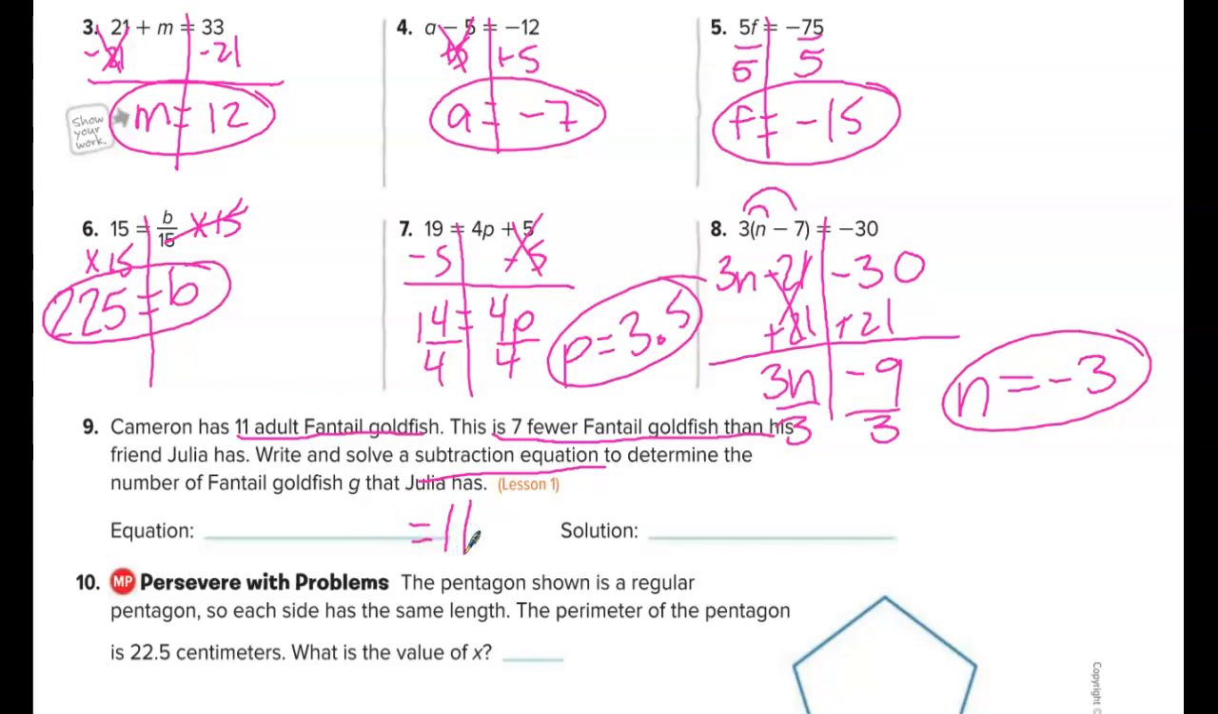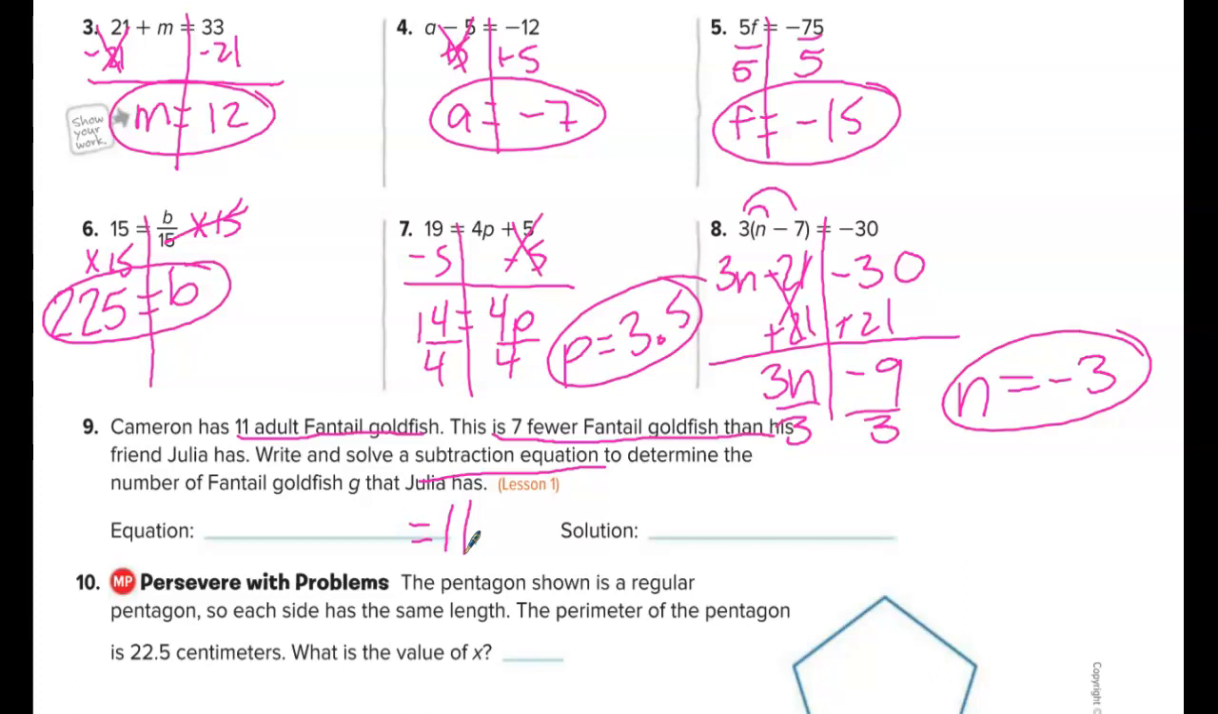Okay, how many does Julia have, Corbin? I wrote it addition. Okay, it said subtraction. So how many goldfish does Julia have? 7 fewer than who? No, Cameron has 7 fewer than Julia. So how many goldfish does Julia have?